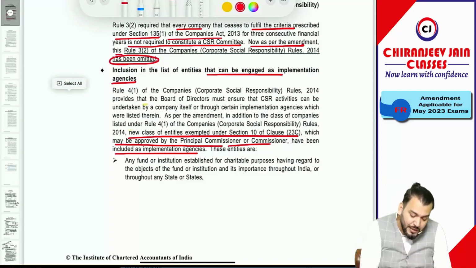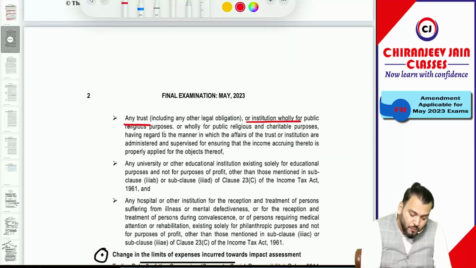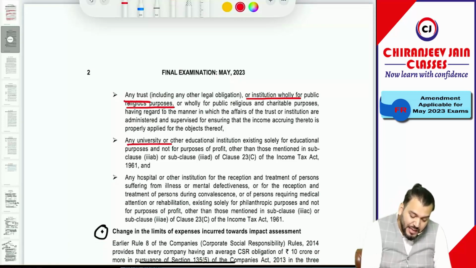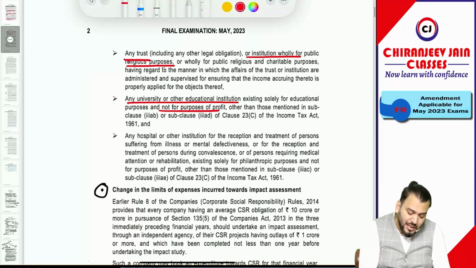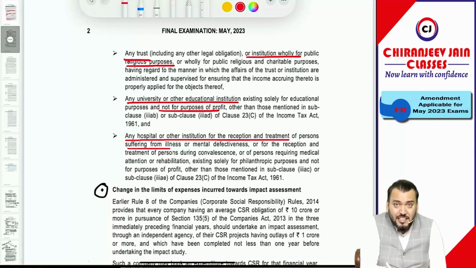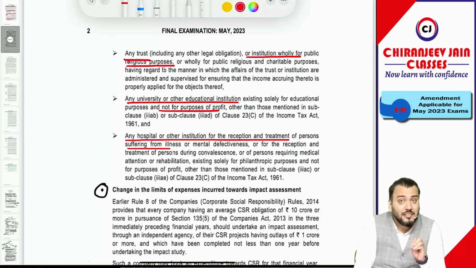These entities can be any fund or institution established for a charitable purpose. Correct? Or it can be any trust or institution wholly for public religious purpose. Correct? Or it can be any university or other educational institution which are not for the purpose of profit, or any hospital or other institution for reception and treatment of persons suffering from illness, etc. So these are some entities which are now included as implementation agencies. Understood? Correct? I will say theoretical point. I don't know whether this type of question will be asked or not, but amendments are always important, so it can be asked in exam.